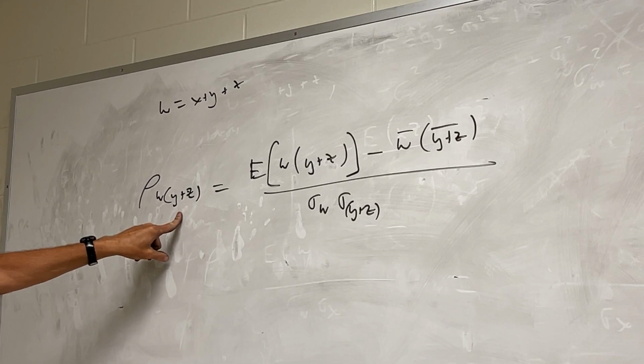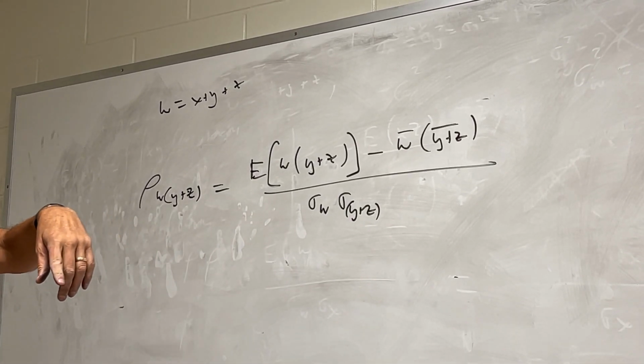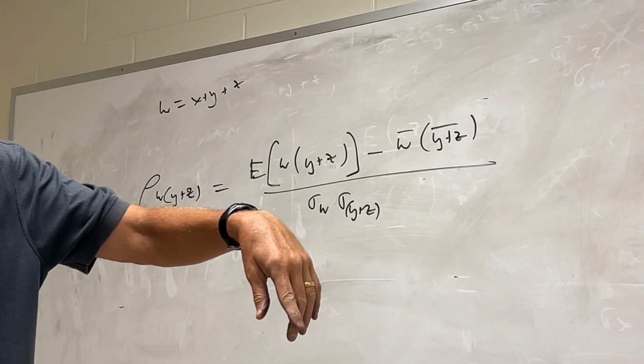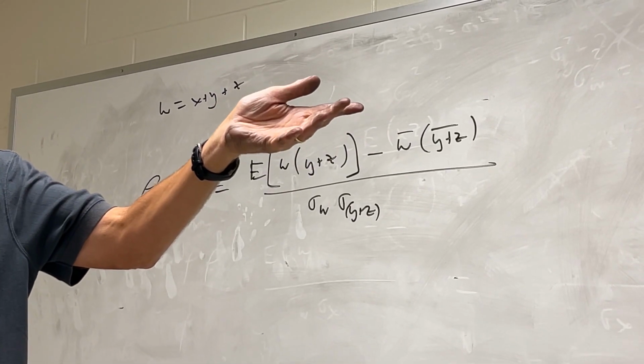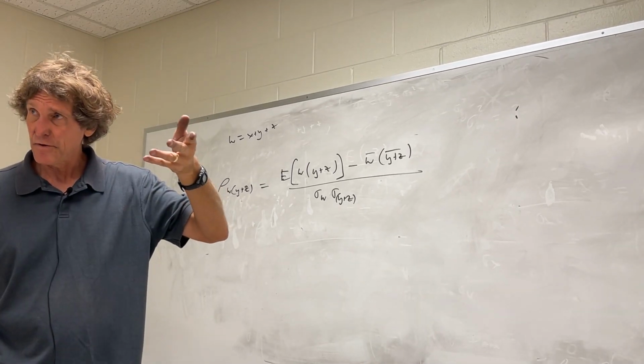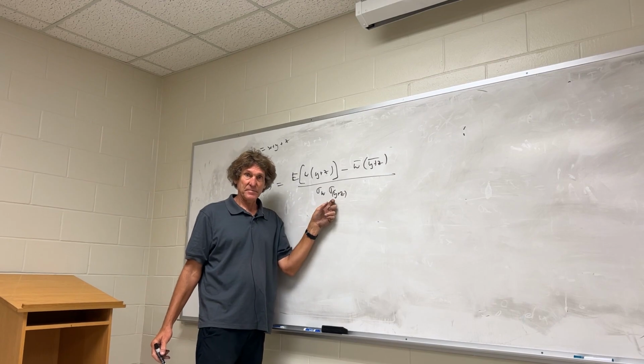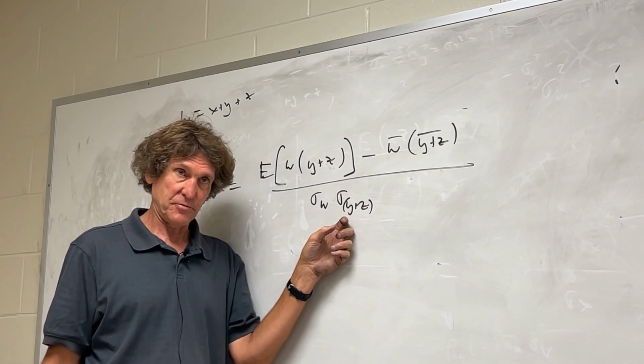All right, now, you know what sigma W is, didn't we just get that? It was the square root of 3. Yeah, 3 would be sigma W squared, the variance, so sigma W is the square root of 3, we got that. We have this too, right? We have the correlation coefficient between Y and Z, right?